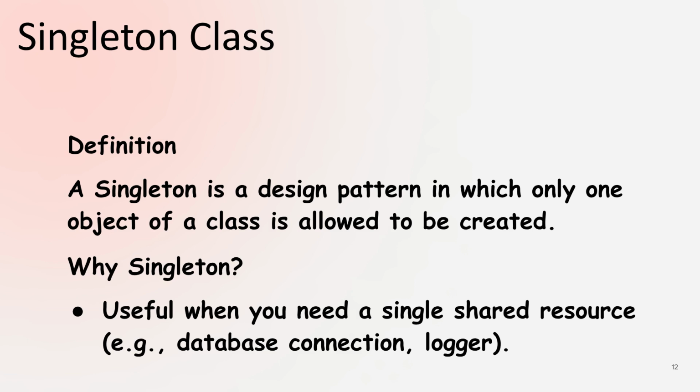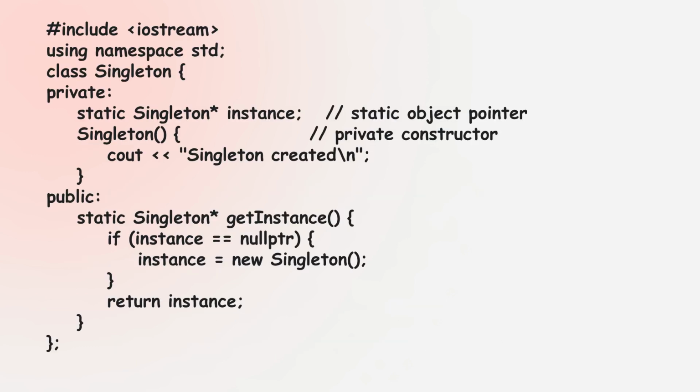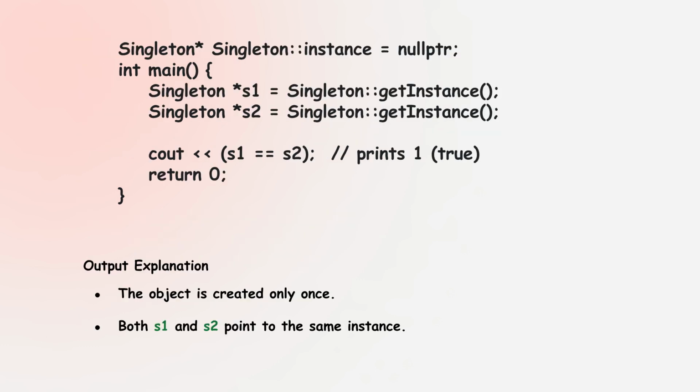This is useful for managing a single shared resource, such as a database connection. To implement a singleton, we use a private constructor and a static object pointer. The getInstance method handles the creation and returns the single instance. The output of this code confirms that calling getInstance multiple times returns the same object instance, printing 1 for true.